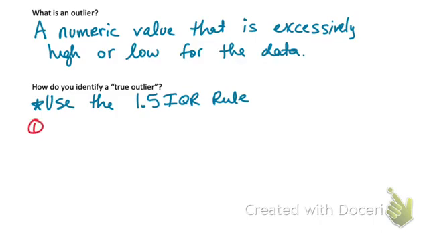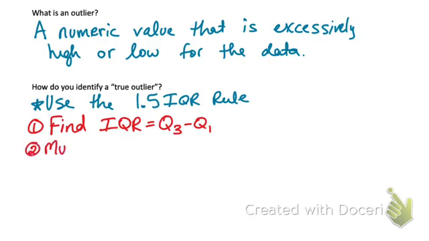So, number one, find the IQR. Remind me, how do I find IQR again? Q3 minus Q1. What does Q stand for? Quartile. Quartile 3 minus quartile 1. Okay, cool. So first of all, I got to find the IQR. And then we're going to multiply the IQR by 1.5.